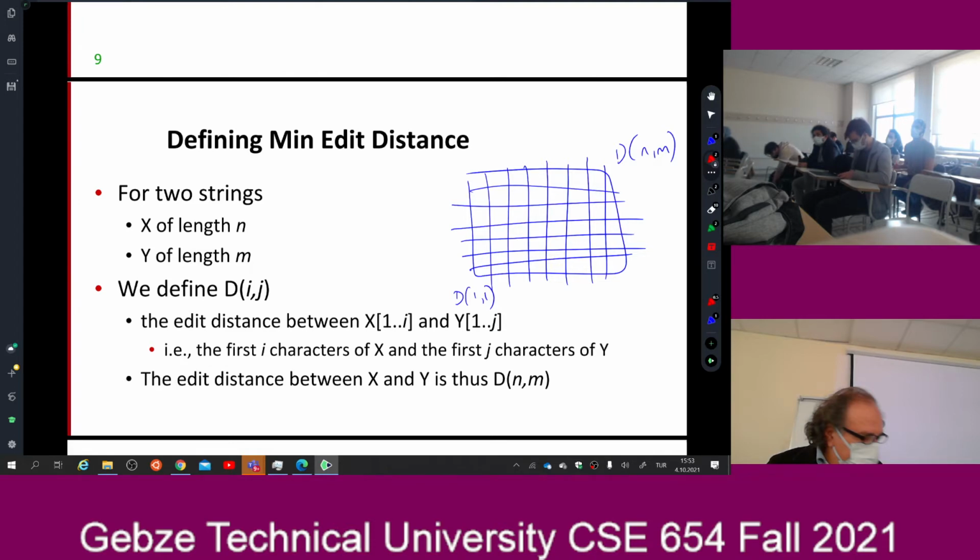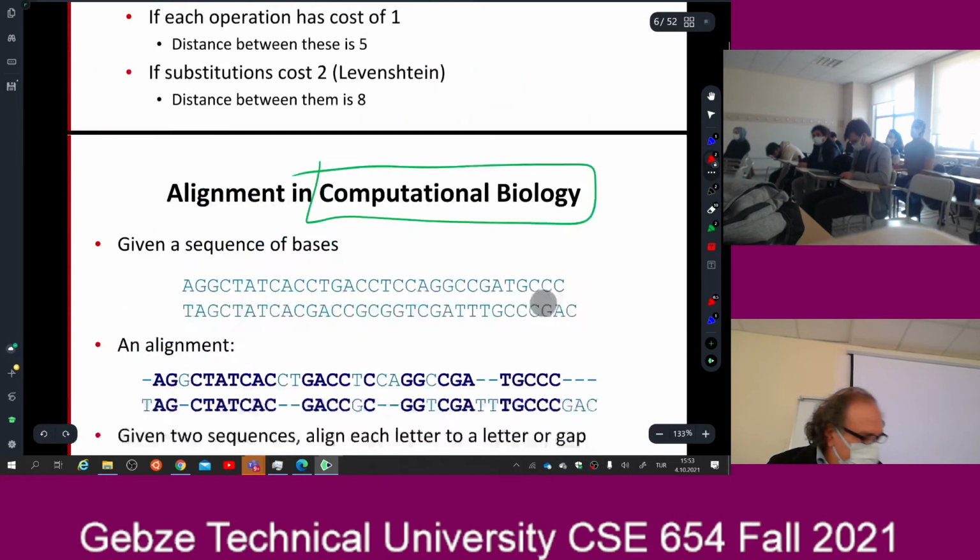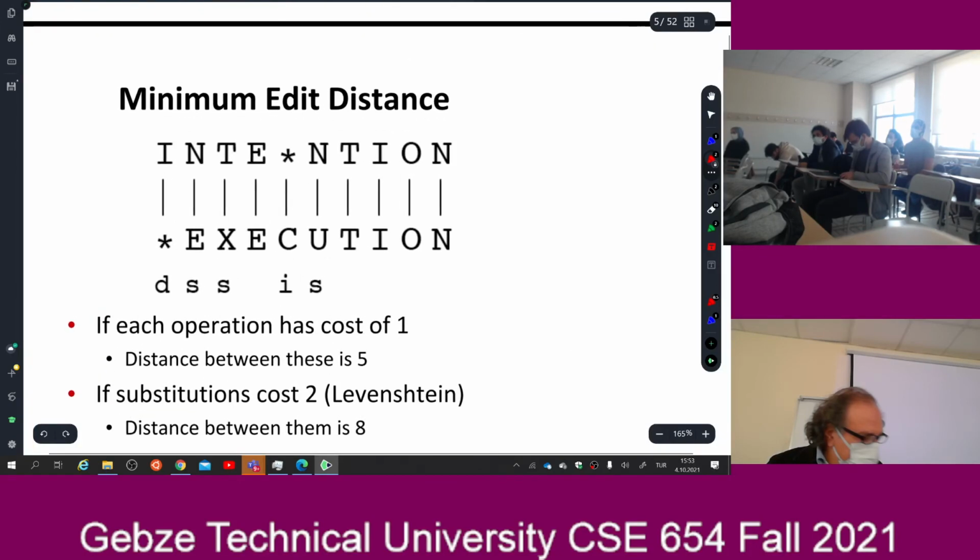For example, for the first two letters, what is my first two letters? Between I and E, what is the shortest distance between them, or what is the minimum edit distance between them? It is easy to solve, and I solve it. It is just deletion, that's it. After I solve this problem between I and E, then I am going to solve this problem.